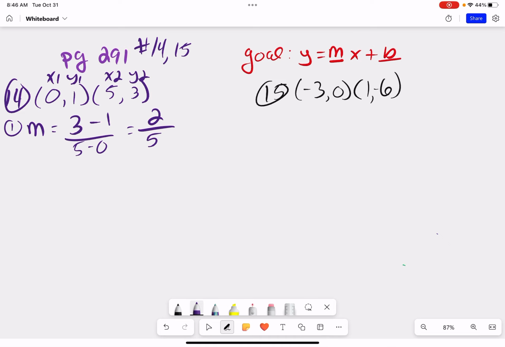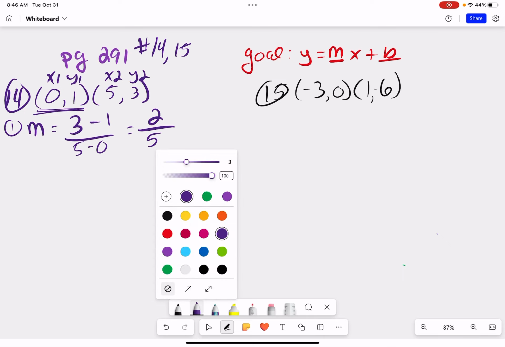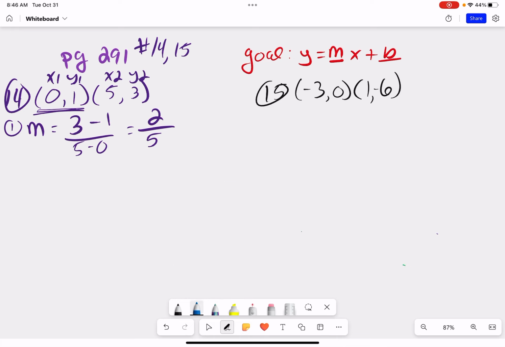Now here again I'm going to pick a point that's easiest. So for me, I see a 0. So I'm going to go ahead and pick this point here because I know I'm not going to have to deal with multiplying a fraction. But if you pick the other point, you will get the same exact answer as long as the math is correct. So in my eyes, why would you pick something that has more steps? So I'm going to just pick this one.